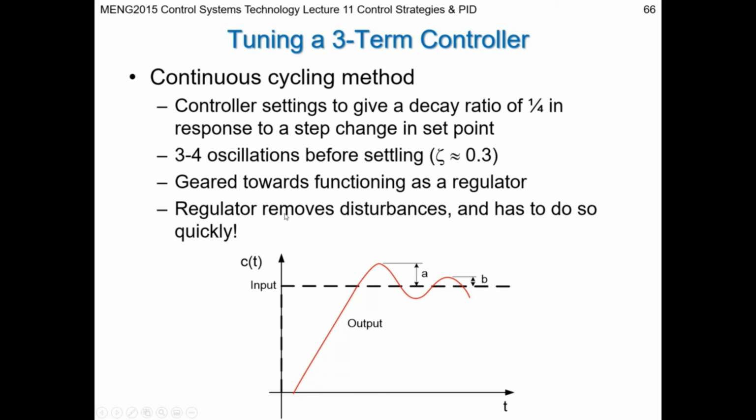And the system then functions kind of as a regulator. The regulator removes disturbances and has to be quite aggressive in doing it. It has to aggressively eliminate any disturbances in the system. So that fast response, that low damping ratio, corresponds to an aggressive management or mitigation of disturbances in the system.